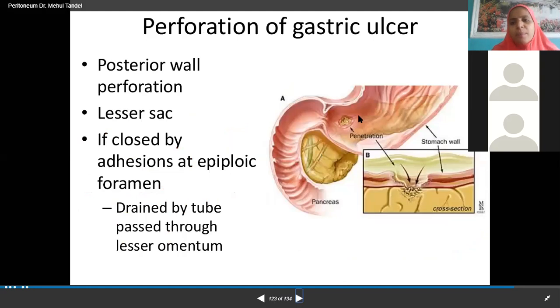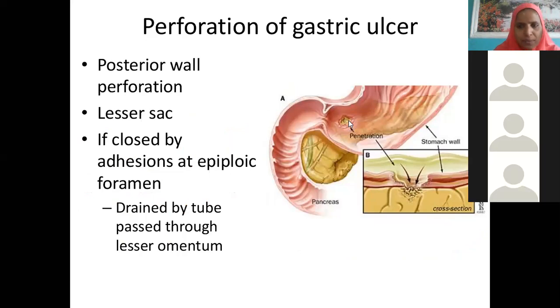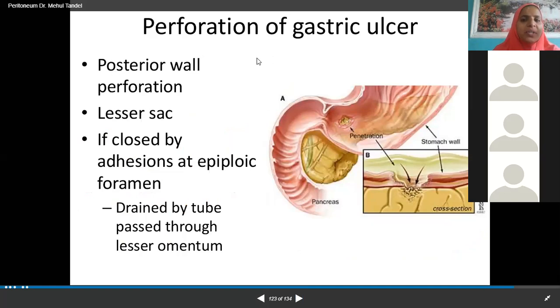Then sometimes, suppose a severe ulcer. Day before yesterday's class we saw gastric ulcer, and yesterday's class we saw peptic ulcer. So if the ulcer is perforating, don't you think the contents of the stomach will fall into the peritoneal cavity? Yes, of course. So perforation of a gastric ulcer, a posterior wall perforation, and the whole lesser sac will get infected. After some time tissue may form and it may get obliterated, but if it is closed, adhesions may develop at the epiploic foramen.